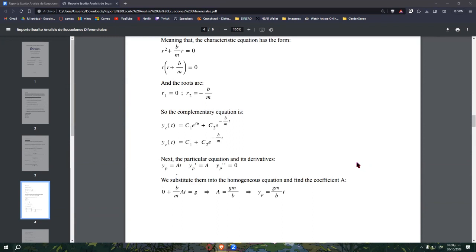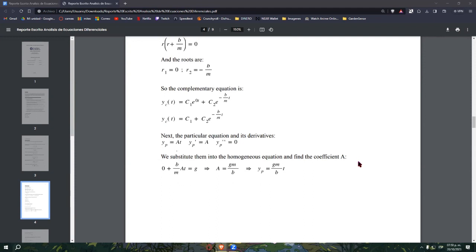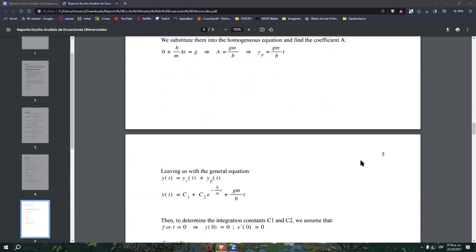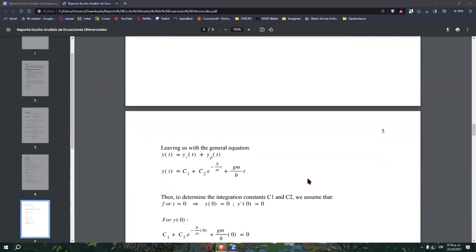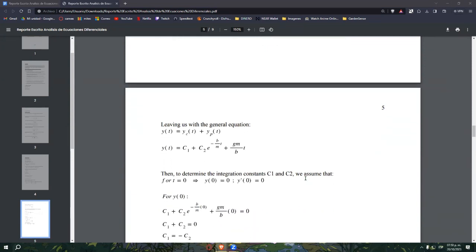And we have to substitute it in the homogeneous equation to find the coefficient of A, which is the one that we show there in yp. After that, we get the general solution, which is y complementary plus y particular, and we get that y of t is equal to c1 plus c2 e to the minus b divided by m t plus gm divided by b t.